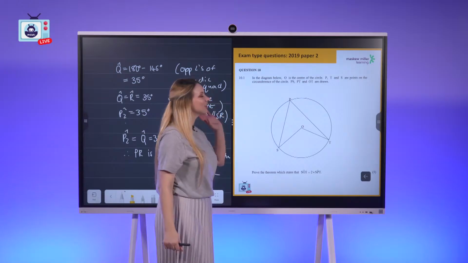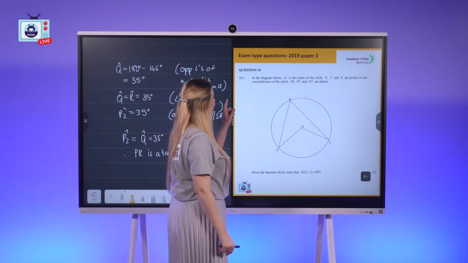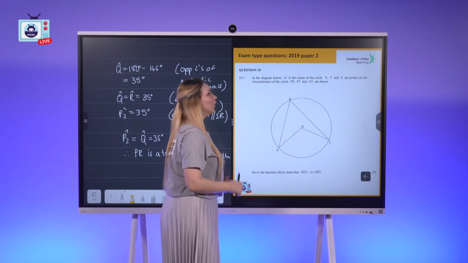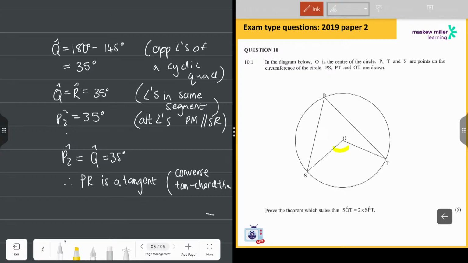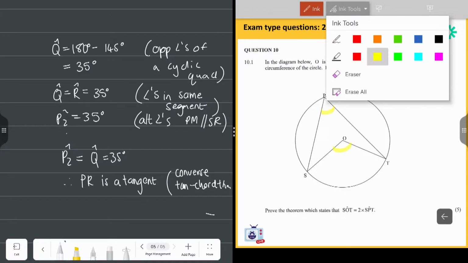All right, question 10. In the diagram below, O is the center of the circle, P, T, and S are points on the circumference of the circle, and PS, PT, and OT are drawn. This question asks, prove the theorem which states that SOT, that is this angle over here, is equal to 2 times SPT. SPT is that angle over there.